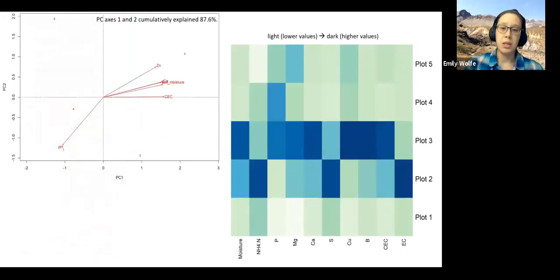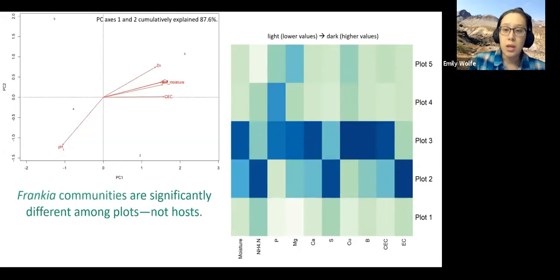I have a principal components analysis here and a heat map of soil chemical features and how they relate to plots. We can see in the PCA that the plots are pretty different, with pH strongly associated with plot 1, and a suite of measurements including soil moisture increasing in plot 3. The heat map shows the relative differences in different features among the plots, with the lighter colors representing lower values and the darker colors representing higher values. We did find that Frankia communities were significantly different among plots, but they were not different among hosts, so we did not find evidence of host specificity.